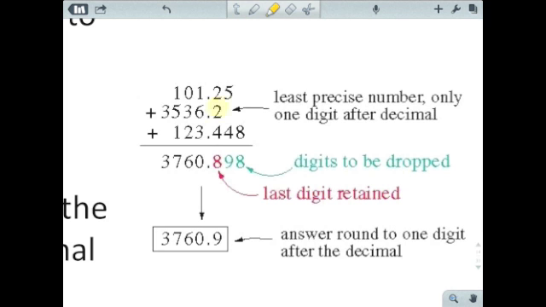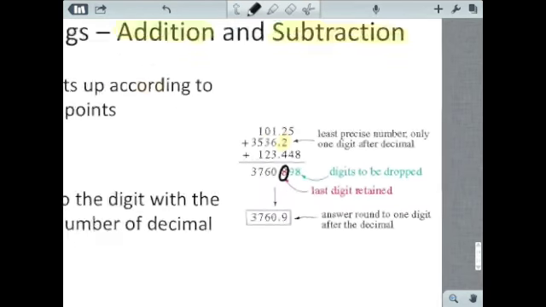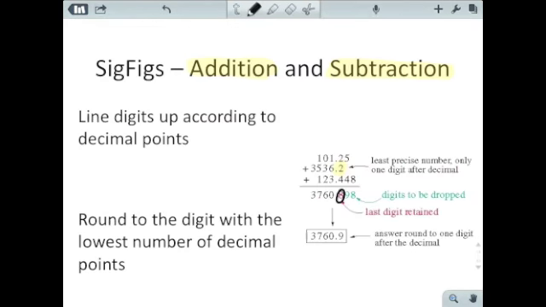Okay, this only has 1 digit after the decimal. Okay, the 101.25 has 2 digits after the decimal, and the 123.448 has 3. So we have to round to only 1 decimal place. So that's why in this answer we get 3,760.898. We would round to the least one, which is just 1 decimal place. And so we would round to that 8, which that 8 rounds up to a 9. That's only for addition and subtraction.